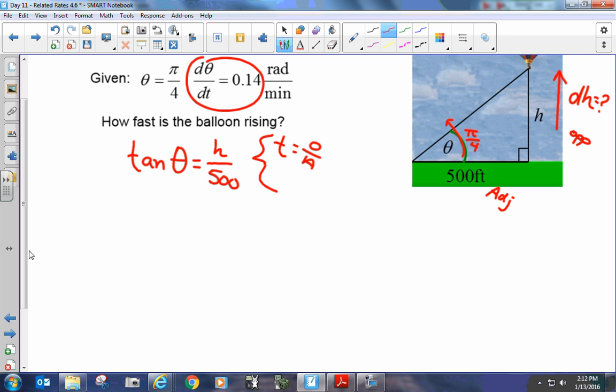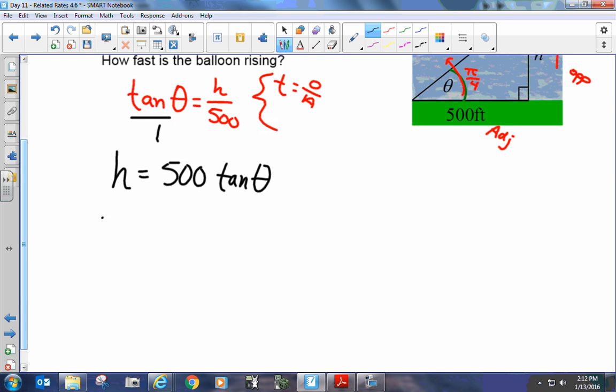Okay? If I could cross multiply, H equals 500 times tan of theta. That is a lot easier to take a derivative of. And there's no quotient. You don't even have to do product rule here, because 500 is constant, so leave that alone. And derivative of tangent, and throw that back in.